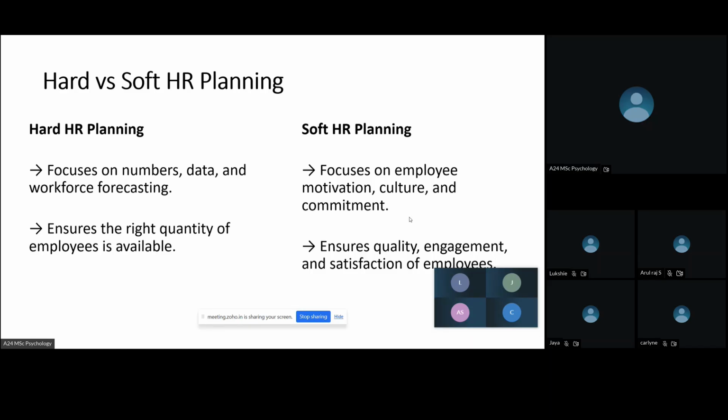But soft HR planning is the opposite of hard HR, and it ensures quality is there. Even though the number of employees is very low, the employees that we have are very skilled, and they are open to learn. They are open to do more work, or they are open to progress in their careers. All of these come under soft HR planning. It focuses on employee motivation, the company's culture and commitment to the role. So this is what soft and hard HR planning is.